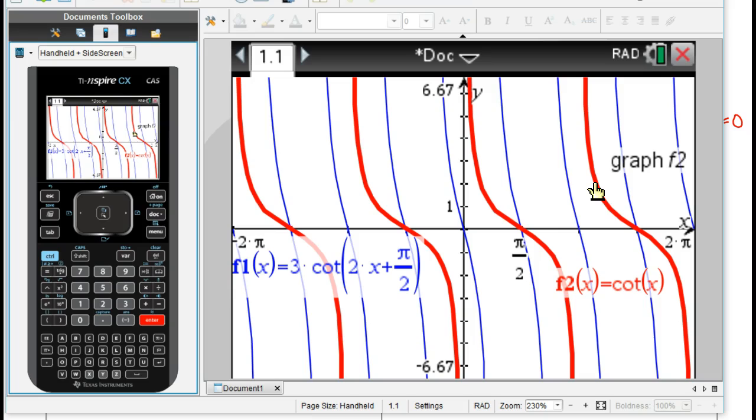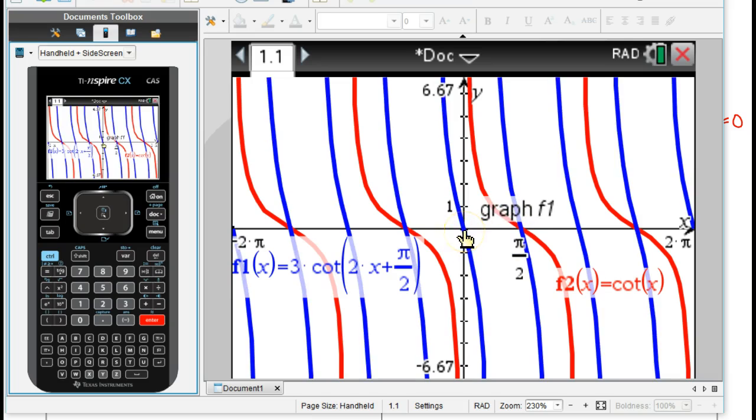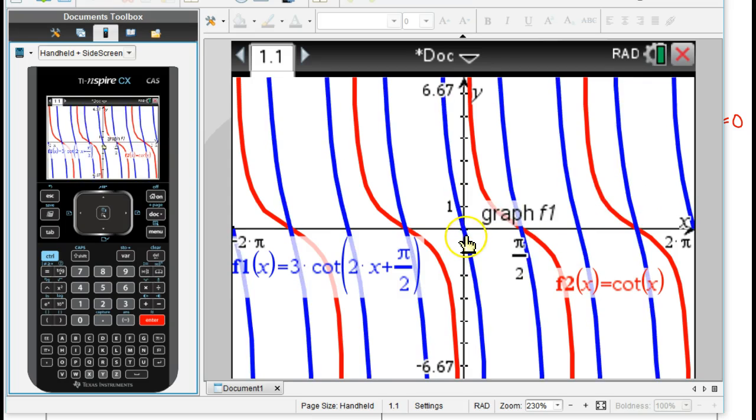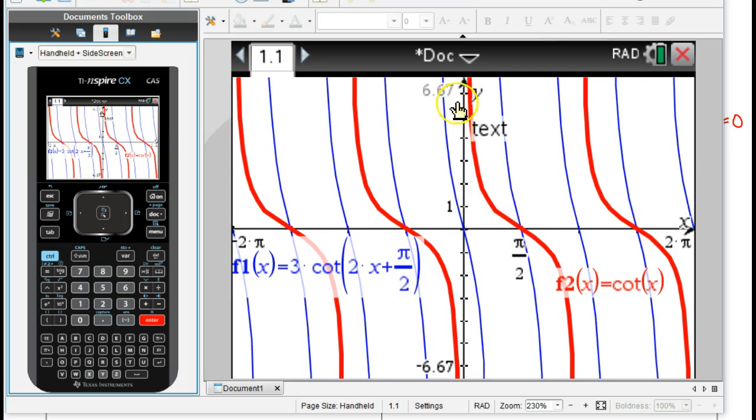Another way is that our period, instead of being pi units, is pi over 2. So that means that the blue cotangent graph goes through one complete cycle in pi over 2 units. Notice the red graph takes pi units to go through one complete cycle. From x equals 0 to x equals pi is how long it takes for the red graph to go through one cycle.